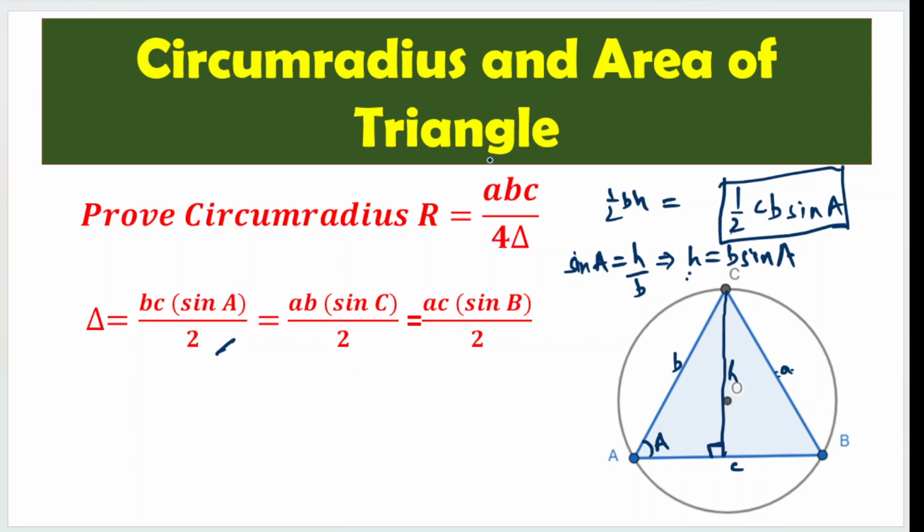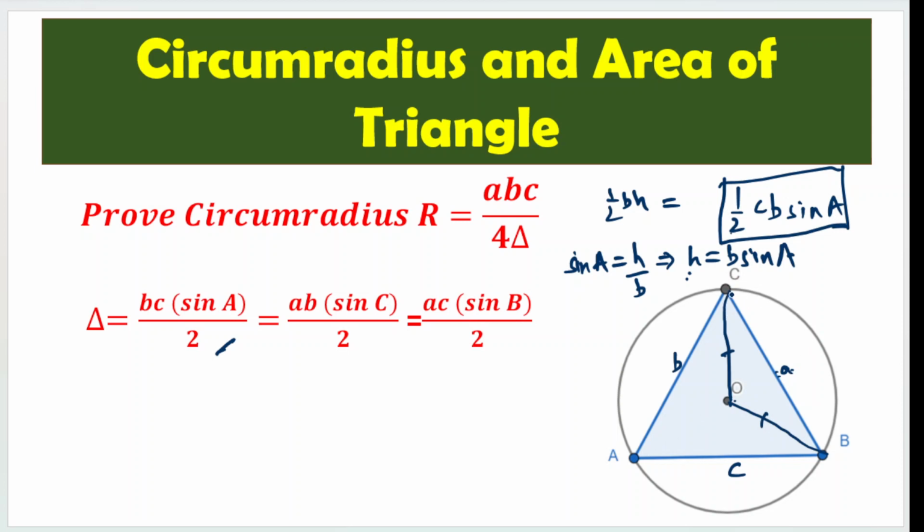Proving the area is done. Now how do we prove what the radius of the circle is, and how is this related to these lengths and the area of this triangle? Now let's do this again. Let us call this point O the center of the circle. So that means OC, OB and OA are all radii. They will be the same. So this is equal to this. If you draw one more line, that is also equal to that.